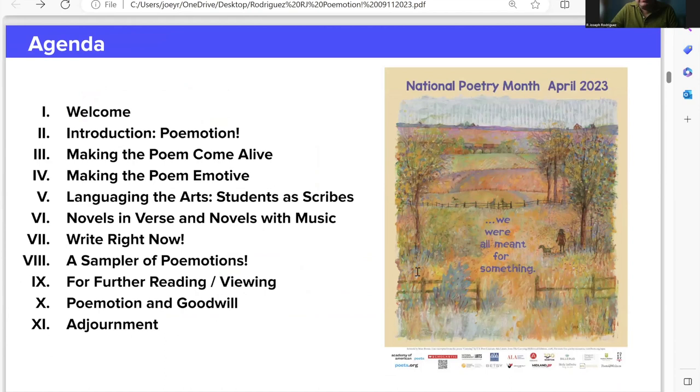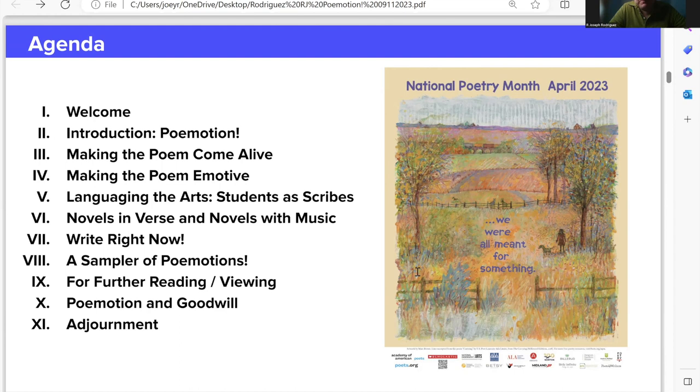This is our agenda. I'll guide you through a brief introduction, also share the ways that we can make the poem come alive and be emotive, languaging the arts, students as scribes. I'll present some novels in verse and also novels that include music as a form of expression for both the reader and through characters. We'll have two writing opportunities or maybe more. There'll be a sampler of Poemotions, and I'll share some content and resources for further reading and viewing. And we'll end with some goodwill about poetry and emotions.